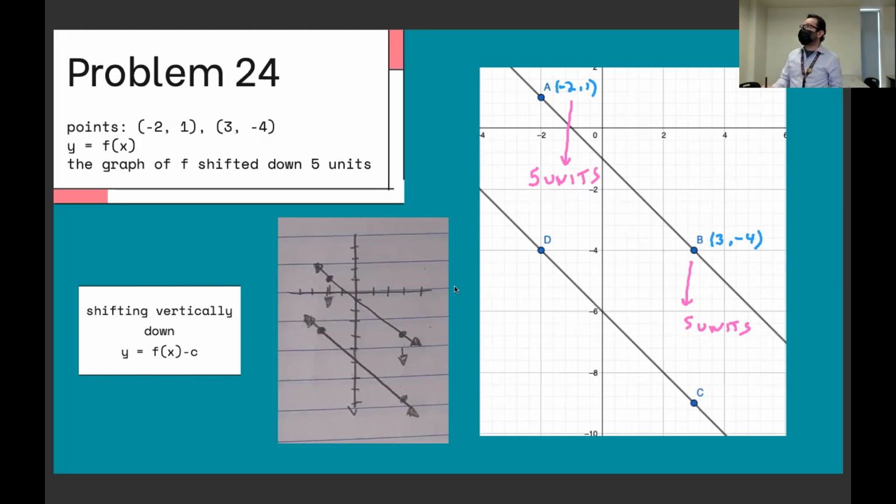So if it's being shifted down 5 units, we're basically affecting the y. So if we've got a 1 here and we shift it down 5 units, it would be equivalent to subtracting 5 from the 1. So if we do that, we're going to get -2, -4. Okay, 1 minus 5 is -4, which is what we've got.